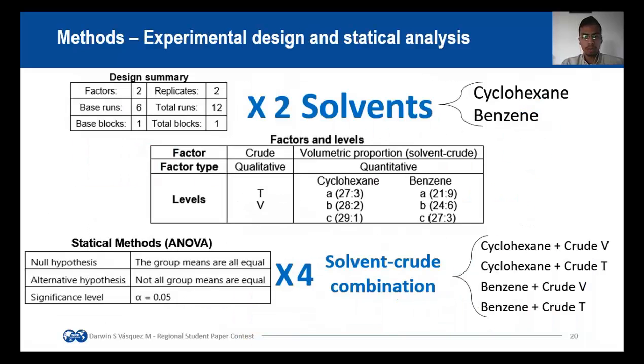I performed a two-factor experimental design with two replicates for each solvent. The factors were the crude oil and the volumetric proportion of solvent and crude, the first factor with 2 levels and the second with 3 levels. The proportion of each solvent was different, considering the difference in the cryoscopic constant of each one. I performed 4 analyses of variance for each combination, considering that the oils and the solvents are distinct.